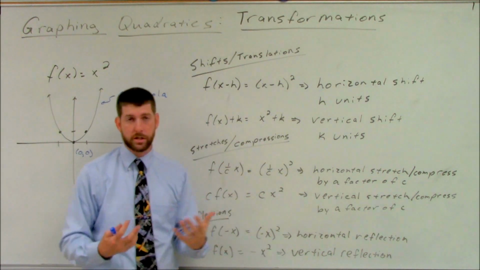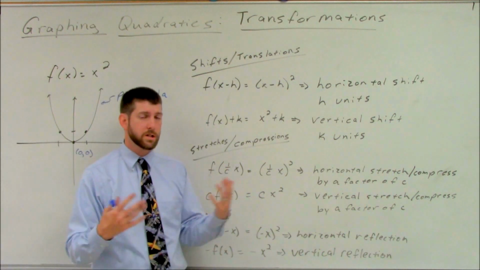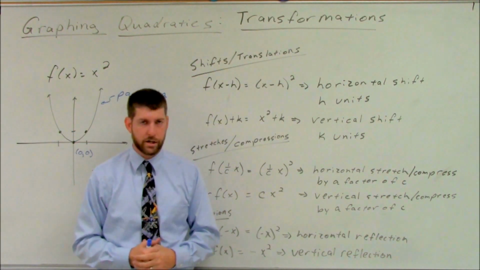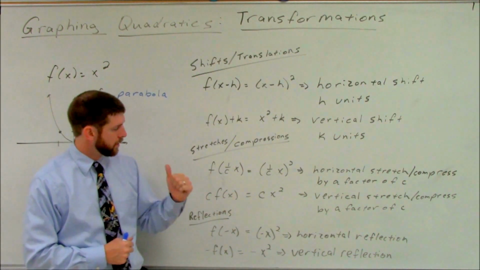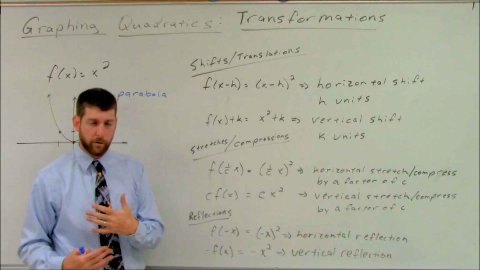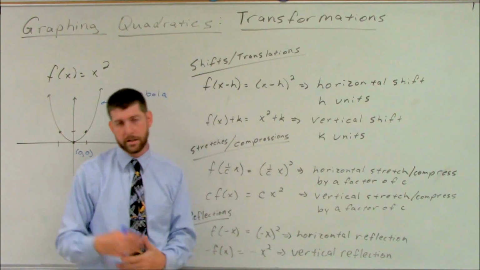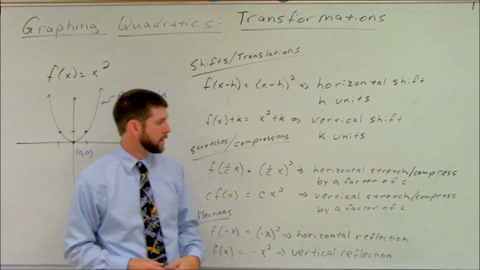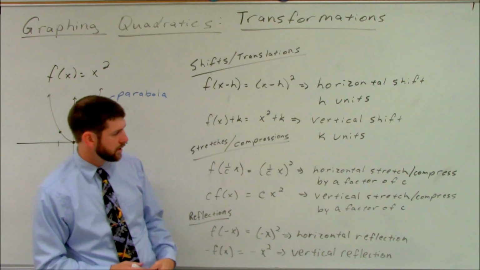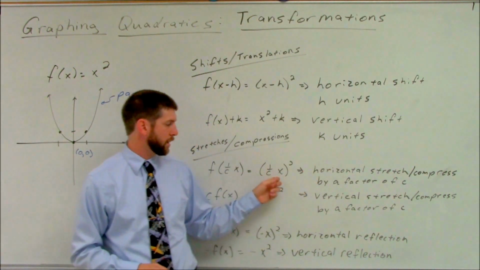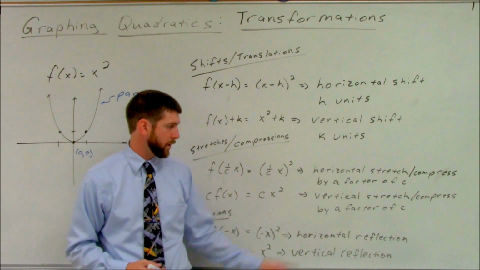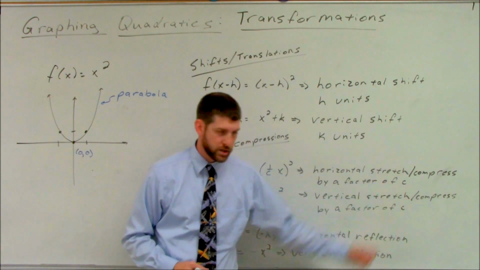Stretch and compress is just like what you would think. If I'm going to make something twice as large, I've got to multiply all my values by 2. So that's where the multiplications come into our transformations. Again, all the x's, we want to do the inverse operation. So the inverse of multiplying is multiplying by the reciprocal. So if I see a number times x, it's a horizontal stretch or compress by a factor of its reciprocal.